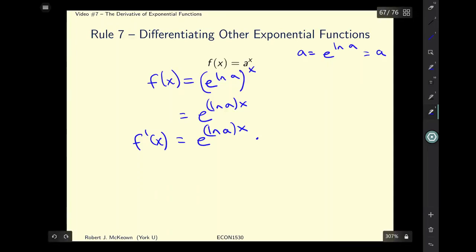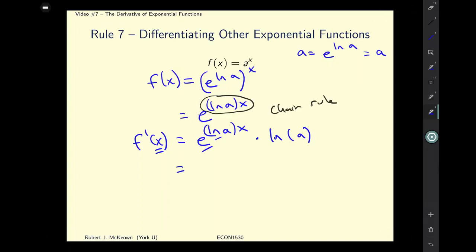Multiplied by what's in the exponent, that's the chain rule, right? We've got to use the chain rule. And if we take the derivative of the exponent with respect to x, we just get log a. This exponent and that log are going to cancel each other out. Specifically, let me put the x back into its original position.